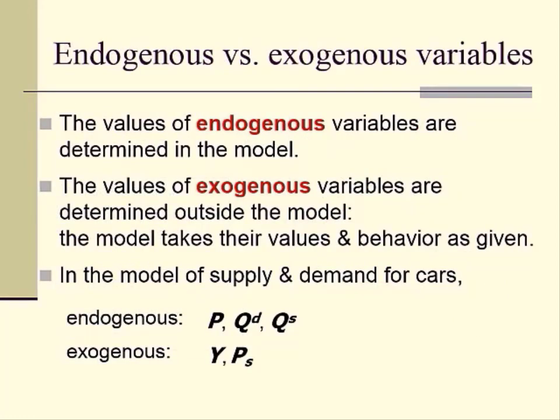And as we went through this example, we could see that the values of endogenous variables are determined in the model, such as its own price and quantity demanded and quantity supplied. So P and Q are endogenous variables. The variables are determined within the model, while the values of exogenous variables are determined outside the model, such as aggregate income Y and price of steel P sub S. So the exogenous variables are given to you. The model, in other words, takes their values and behavior as given.